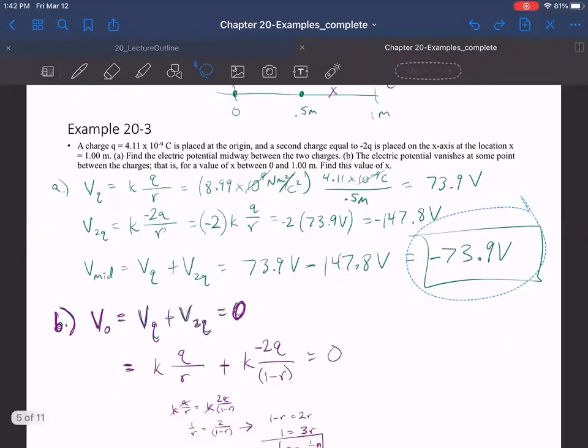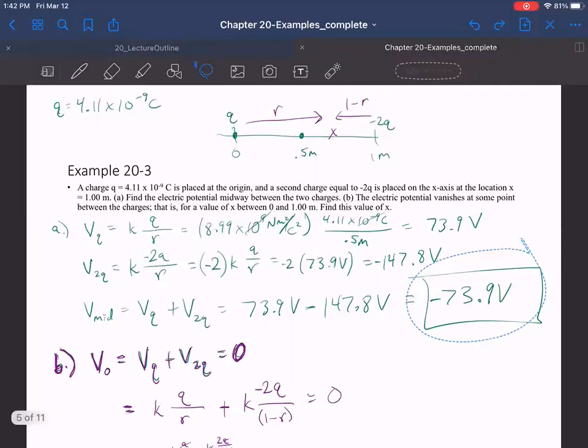For the next part, it asks, the electric potential vanishes at some point between the charges. So basically find where that is. So if you look at this here, I said, okay, I'm just going to call the distance from the Q charge to where it goes to 0 r. And I didn't draw this in the very right place. I should actually put it over here on this side. It should have been closer to the smaller charge. I just wasn't thinking. I just drew it real quick.